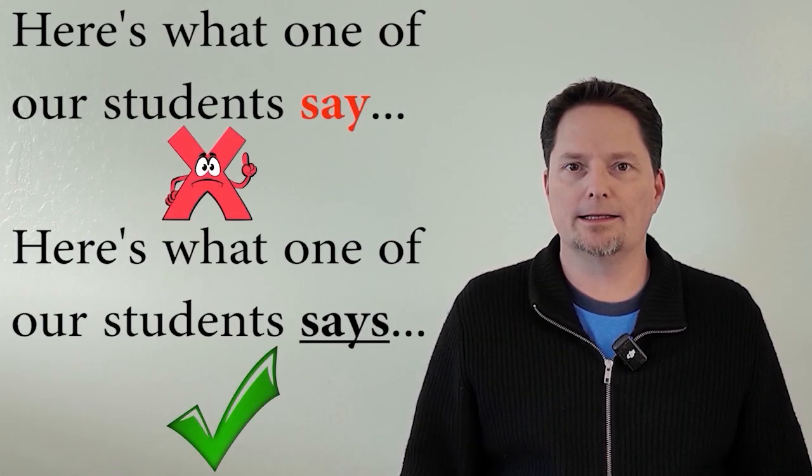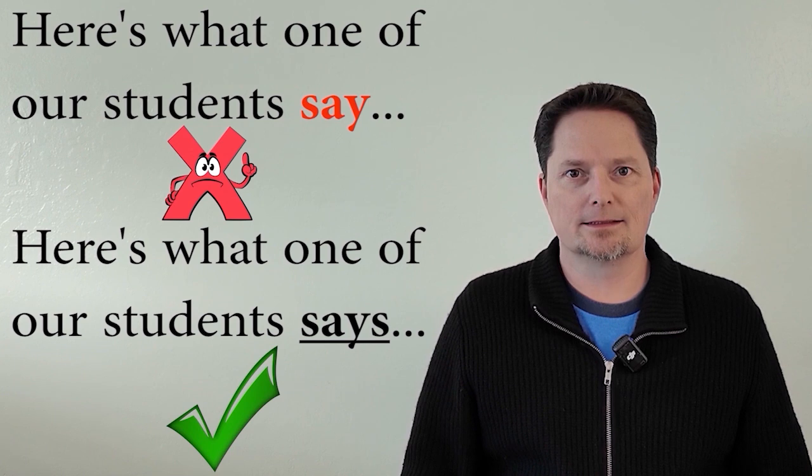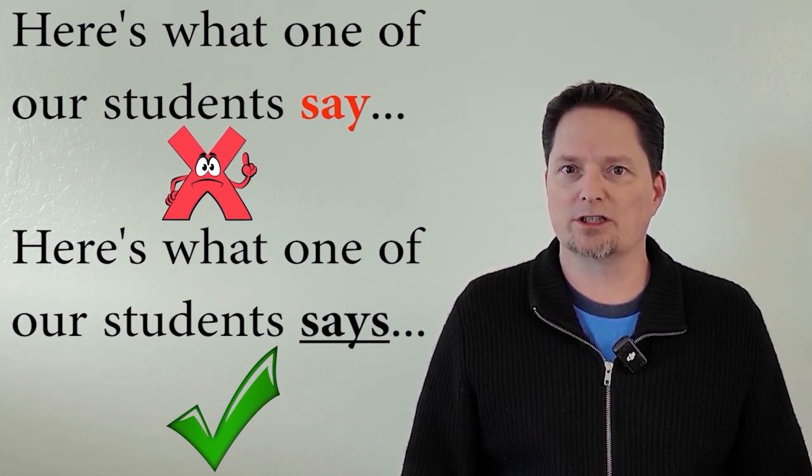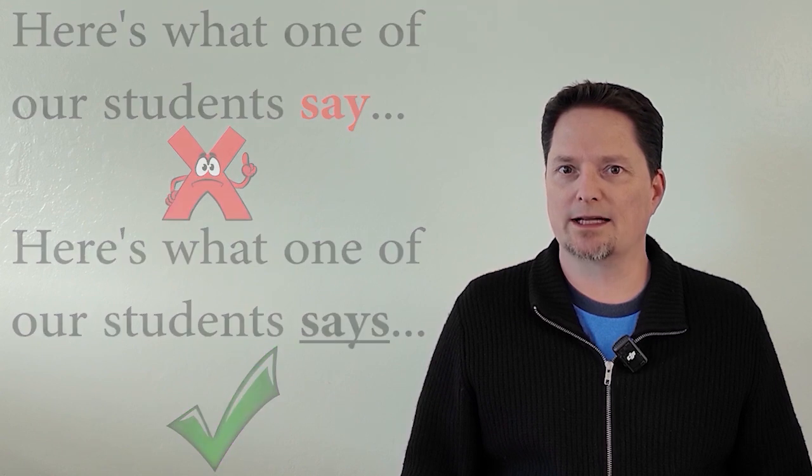I cannot say, here's what one of our students say. It's one student, so we have to change the verb. We have to say says. Here's what one of our students says. Because it's one, we have to change the verb with the S. Pronunciation, says. Here's what one of our students says. This is correct.